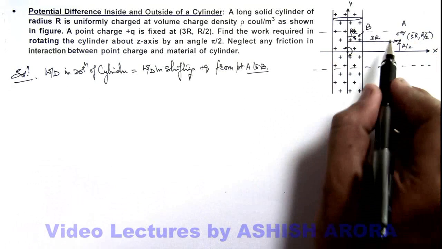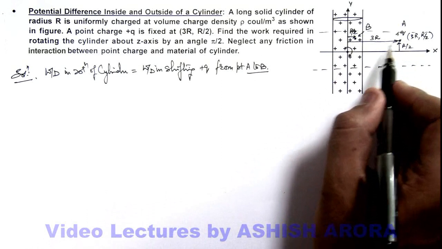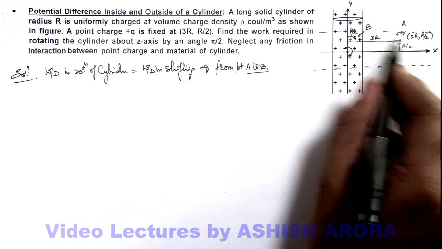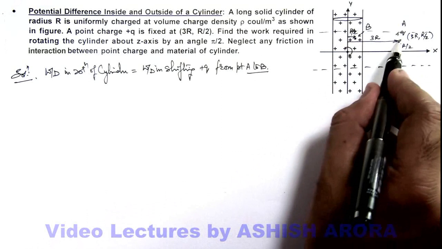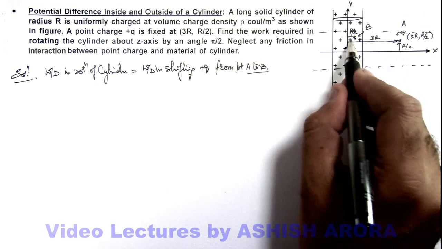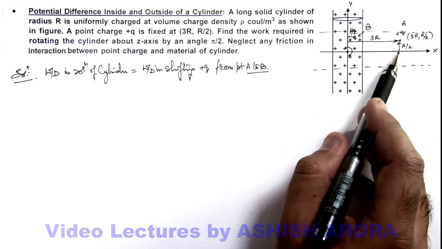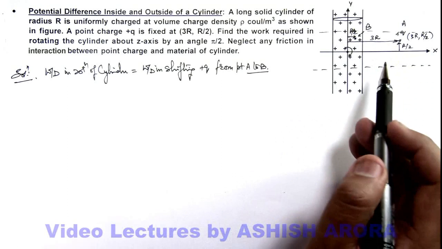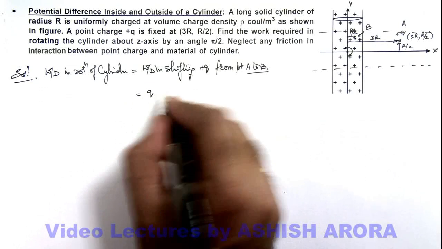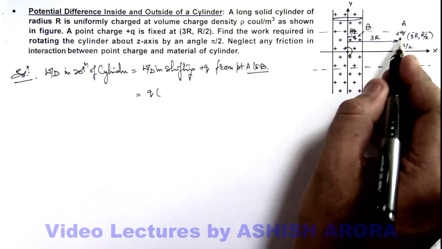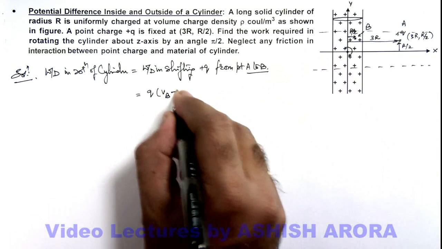If I shift this charge q from this point to this point, the work done will remain the same, because in the final state the point charge plus q is at a distance r by 2 from the axis of the cylinder. No matter which way we achieve the final situation in a conservative field, the work done remains the same. So we can simply write it as the charge multiplied by the potential difference as it shifts from A to B, VB minus VA.